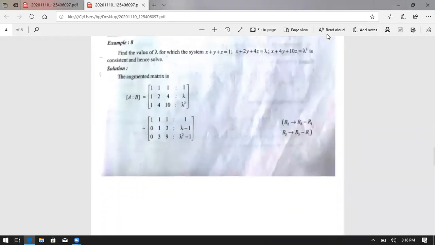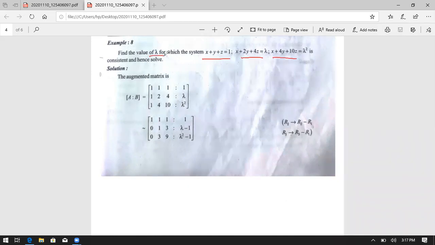This is also about finding the lambda value. See here, what is your question? Find the value of lambda for the system: x plus y plus z is equal to 1, then x plus 2y plus 4z is equal to lambda, then x plus 4y plus 10z is equal to lambda square. The system is consistent and hence solve. Here, three equations are given. After that, find the value of lambda.